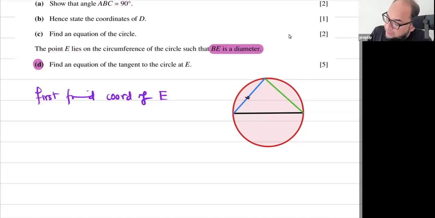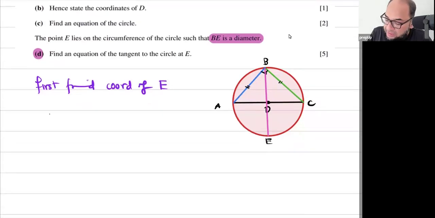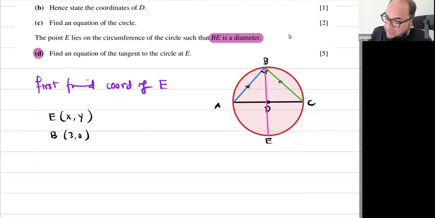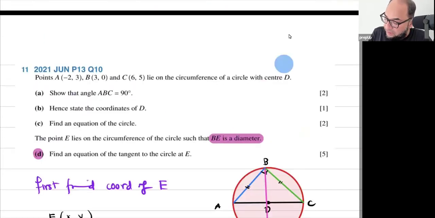So now this is A. This is C, I think. This one is B. This one is D. And somewhere over here, if I draw a line like this, this one would be E. So E is (x, y). B is given over here, (3, 0). D is what we found, (2, 4).